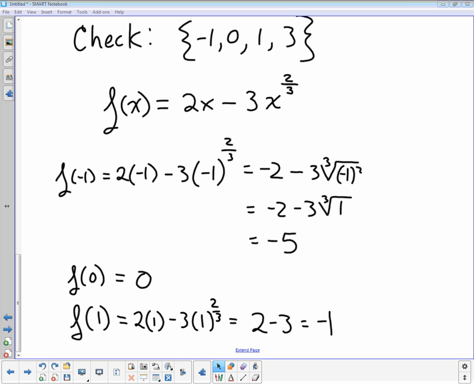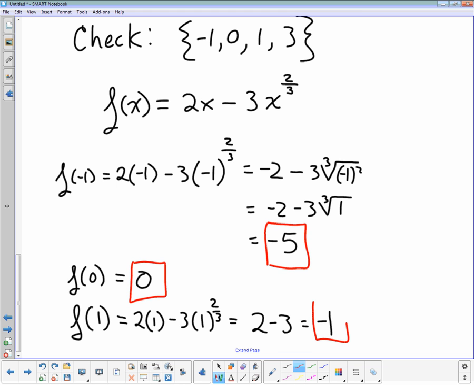All right. So I plugged in the first 3, -1, 0, and 1, and I've gotten the following values. But I still have the last one, which is 3, and we're going to find out what's going on with that one.